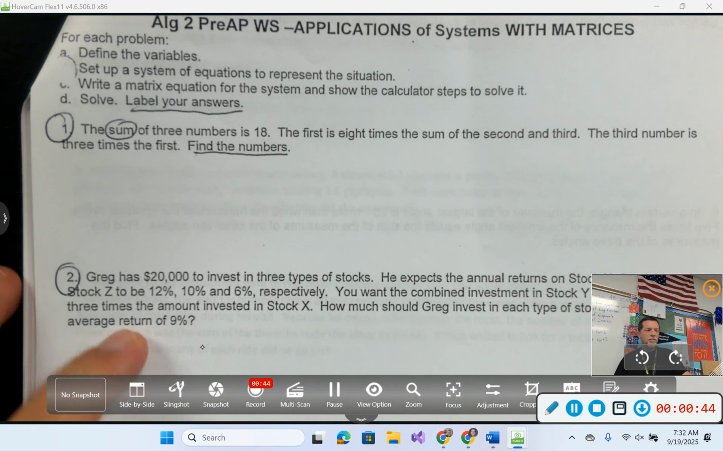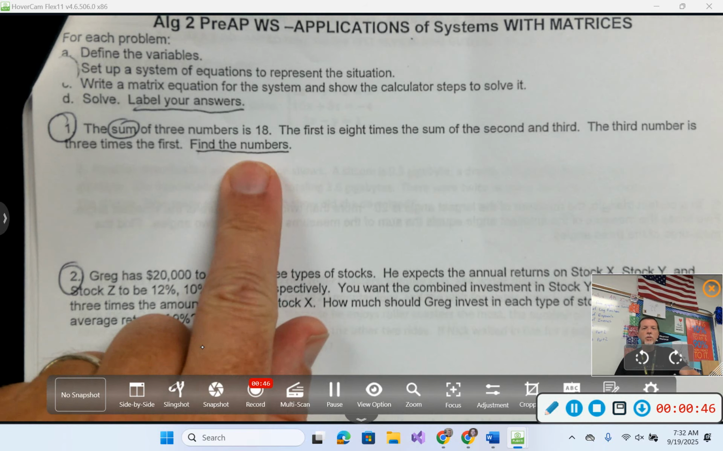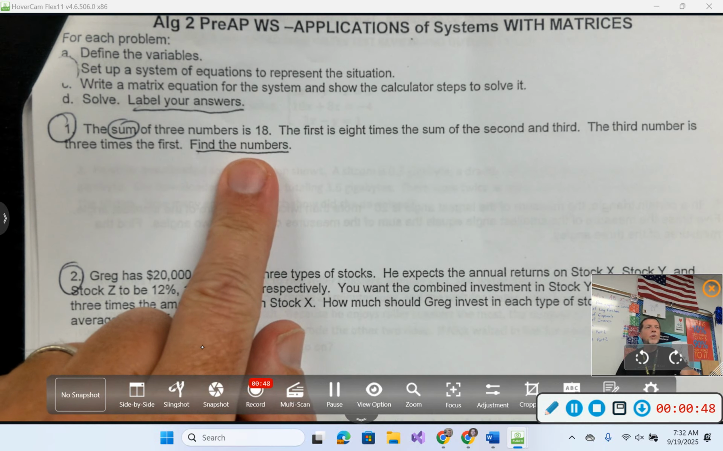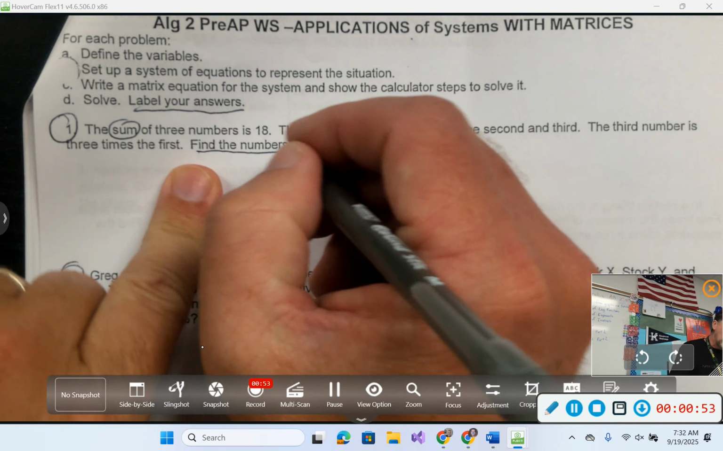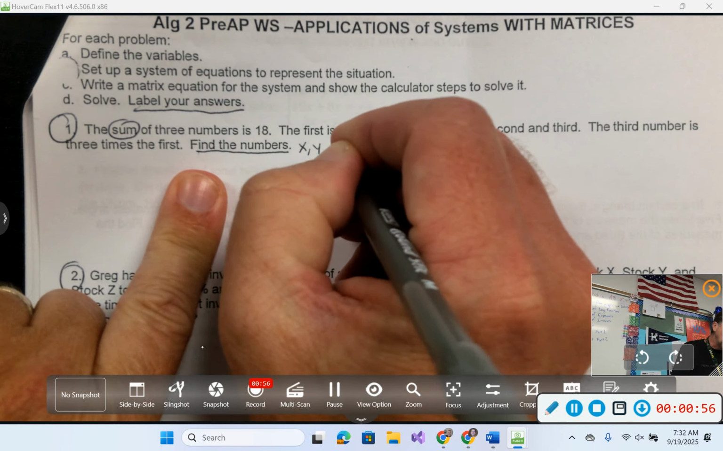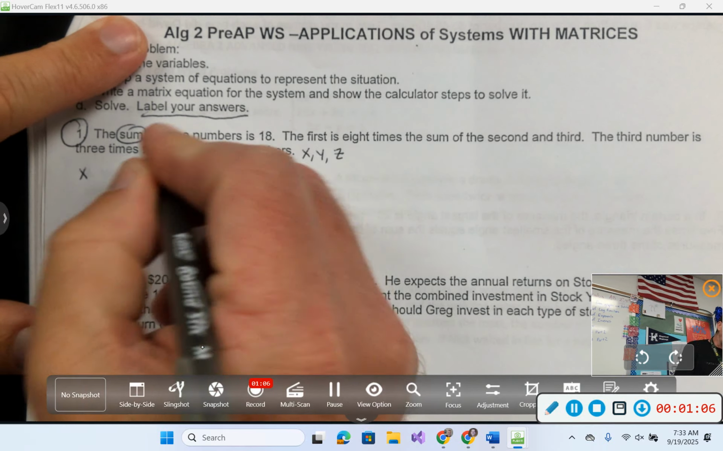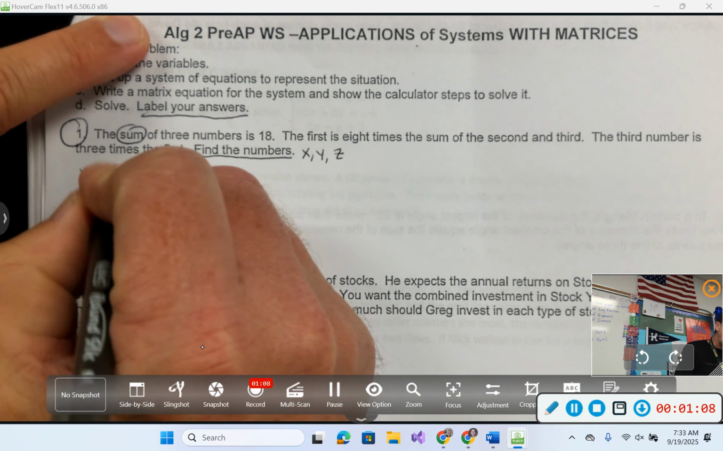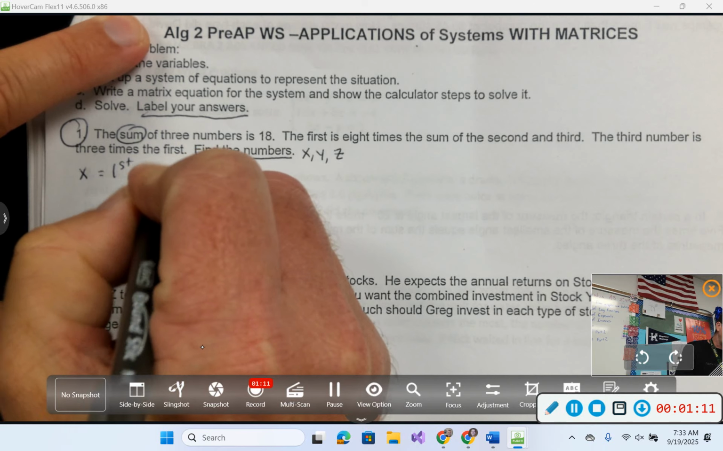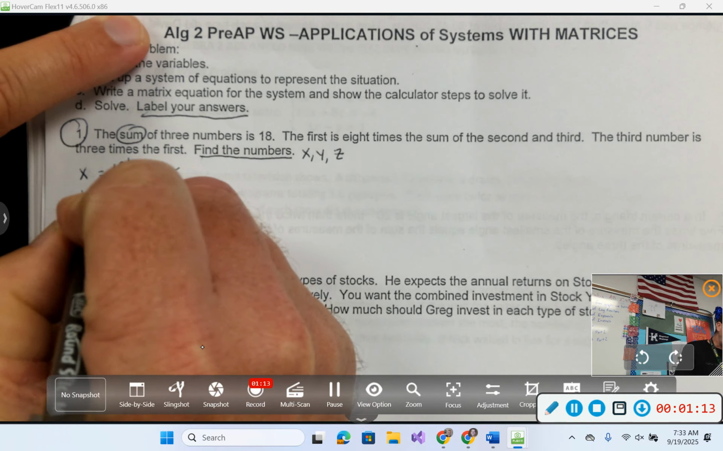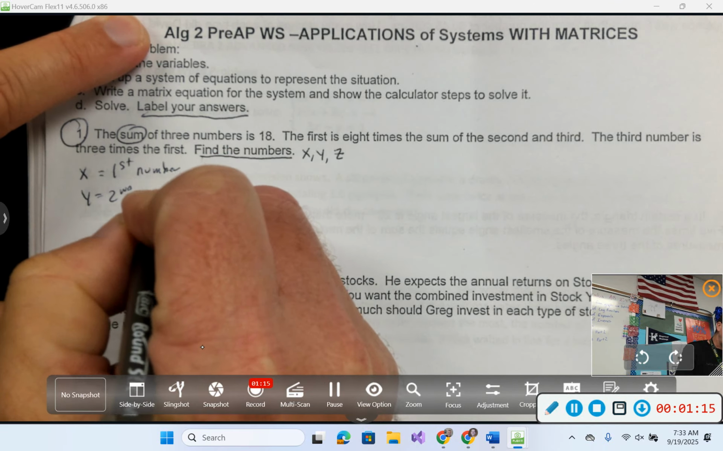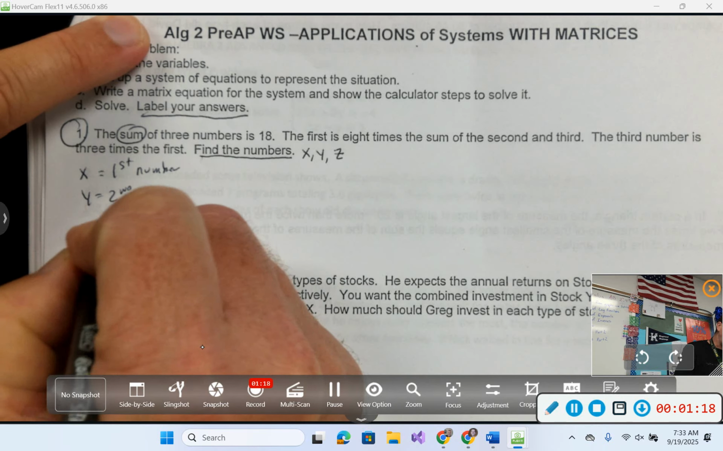But we need to back up a second because we haven't defined the variables. So what are our numbers going to be? What letters do you want to use? I would say X, Y, and Z. There's three numbers, so I got to pick three variables. Now I can start thinking about how to make sense of this. X is the first number, Y is the second number, and Z is the third number.